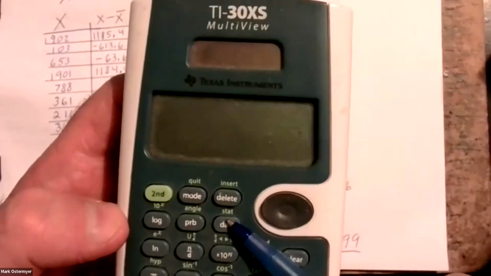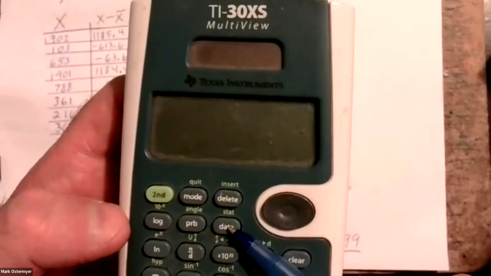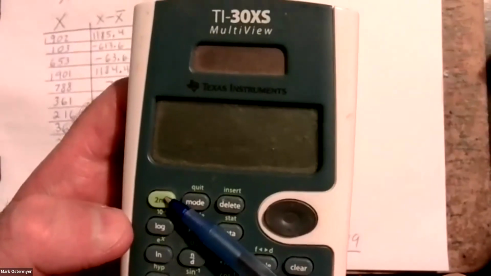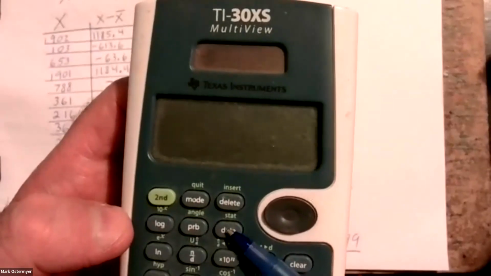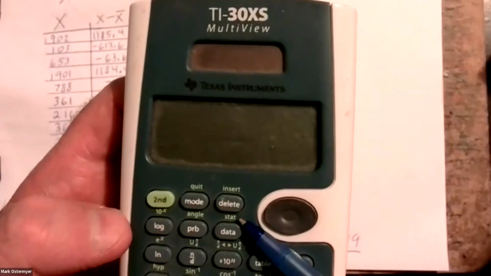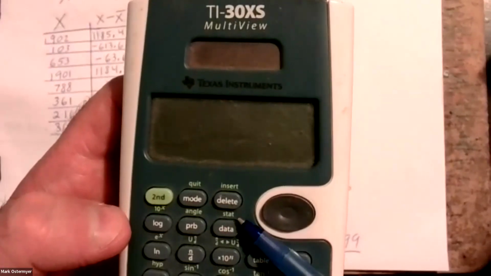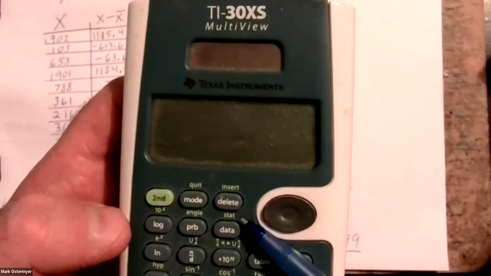First, you're going to hit your data button, and it'll bring up your list, correct? And then you just type in the data in list 1. Once you populate list 1, you then hit your second button, followed by your data button to bring up the one var stats function. And then you select list one and it'll compute the statistics for list one.